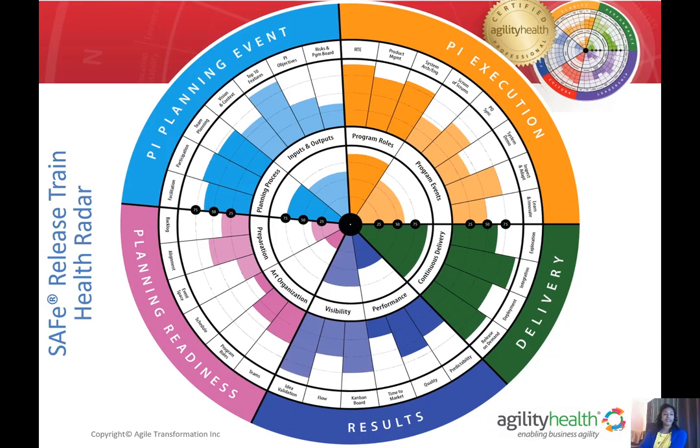We also have a SAFe Release Train Health Radar. The SAFe Radar is focused on PI planning event, PI execution, delivery, the results, and planning readiness. So under planning readiness, you'll see preparation and ART organization. And under results, you're going to see what is the visibility. And under performance, we're going to see things like time to market. And then under delivery, it's really about that continuous delivery. And PI execution is going to talk about the program role.